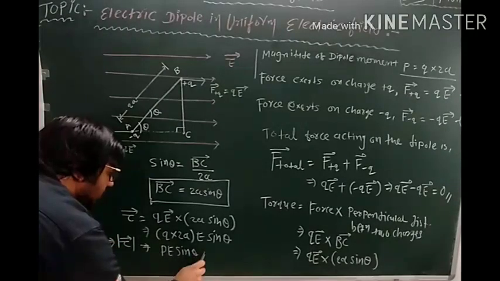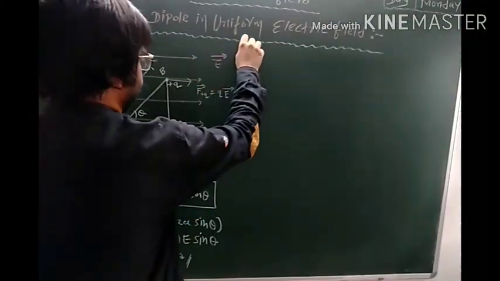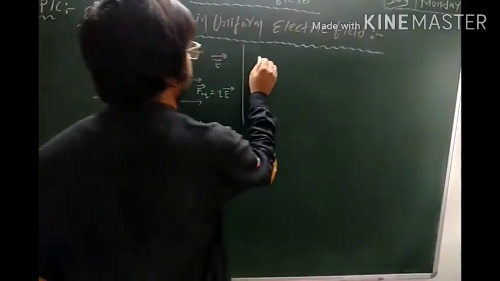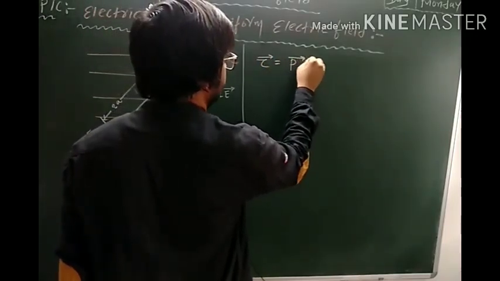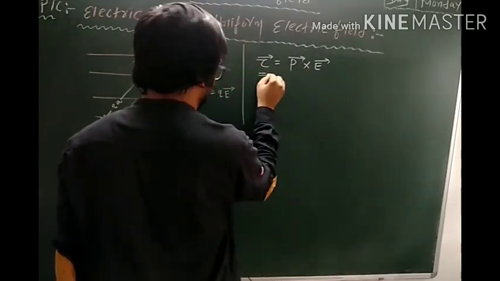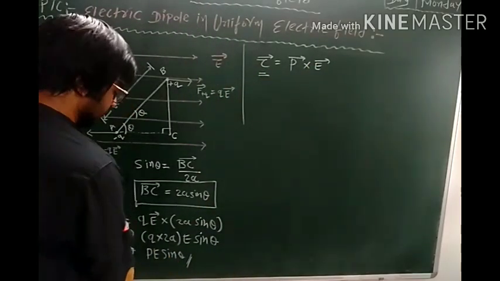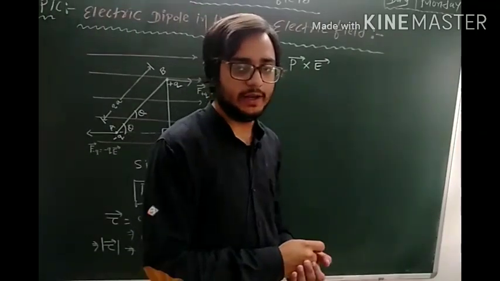That is the magnitude of the torque. Now we can also write the torque in vector form: it is p cross E. So we can find the magnitude of the torque, but we don't know the direction. So how can we find the direction?